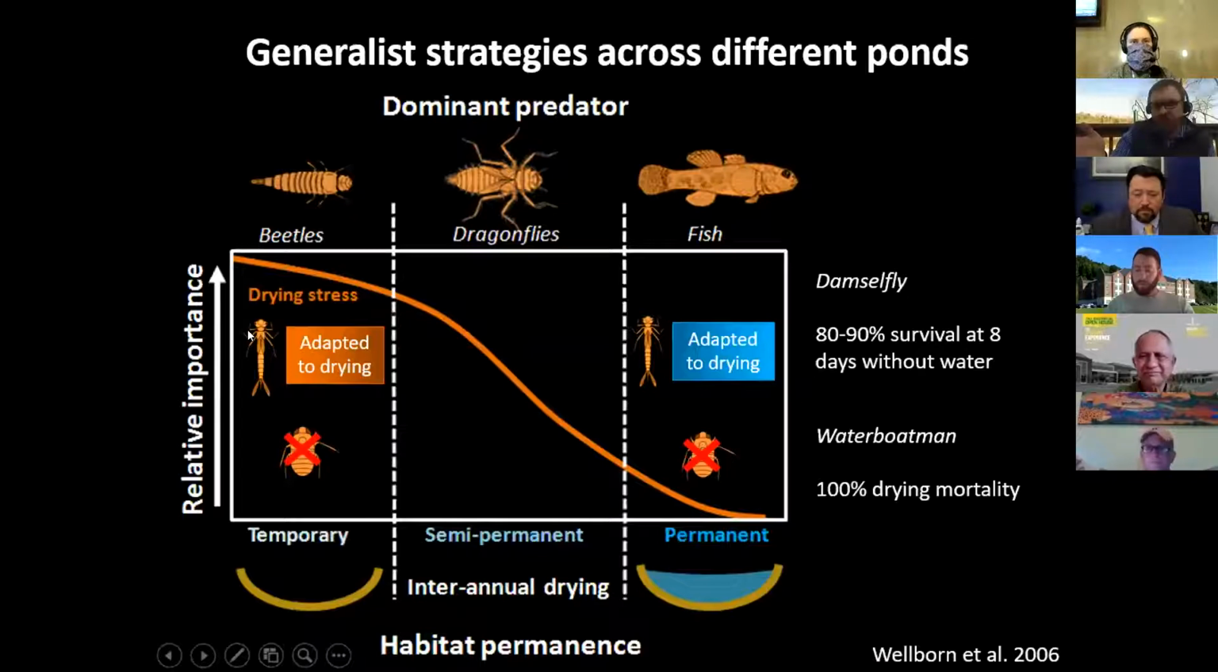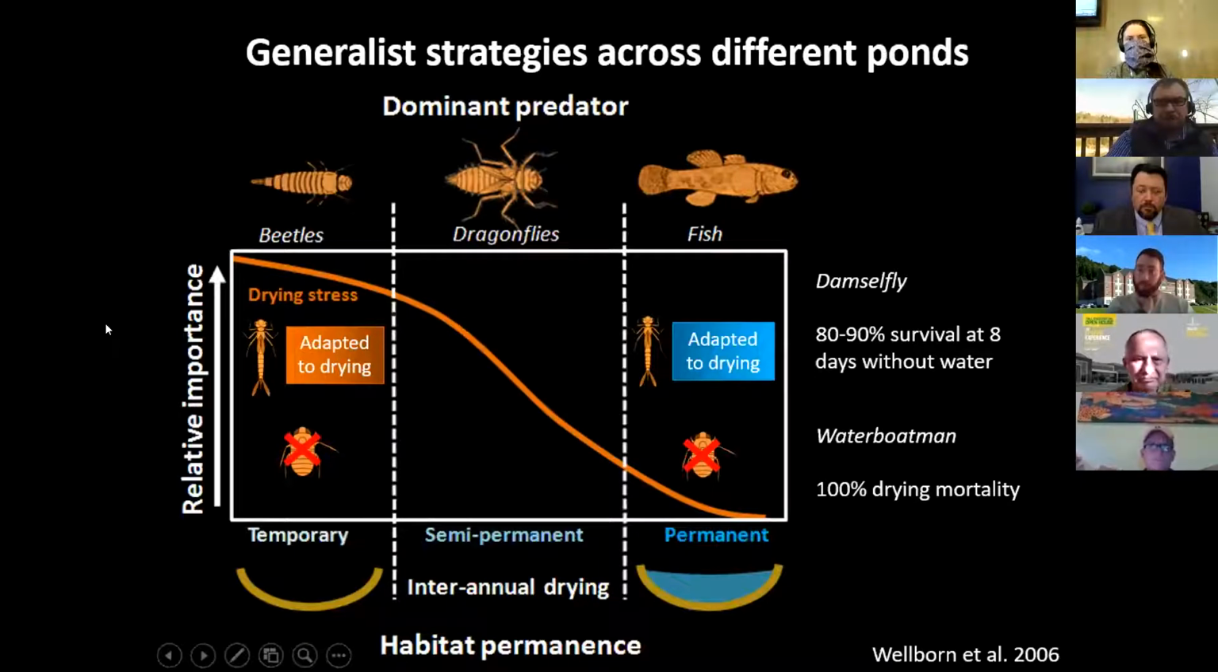And so even having an ability to survive 8 days or a bit longer without any water really kind of gave them an edge in those temporary ponds. The water boatmen, on the other hand, couldn't handle the drying at all. If they didn't have wings and weren't adults, so they couldn't fly away, you had 100% drying mortality. So the two strategies that I found for these generalist species seem to be quite different.